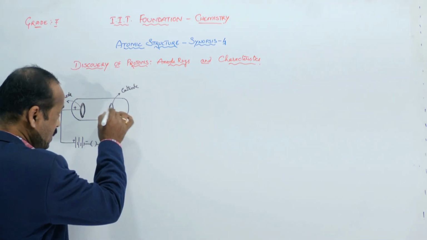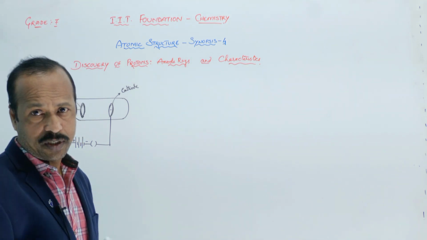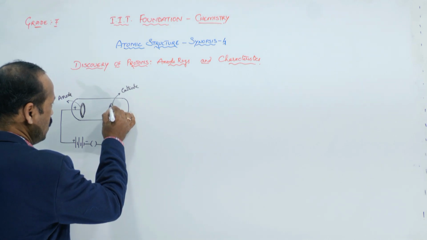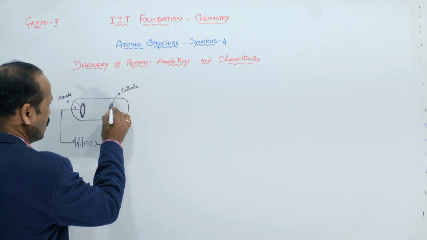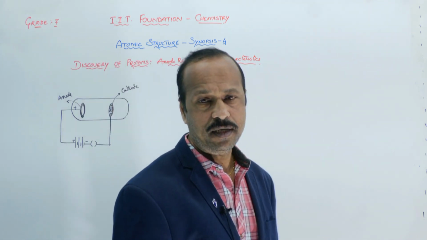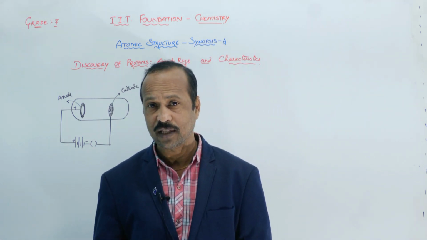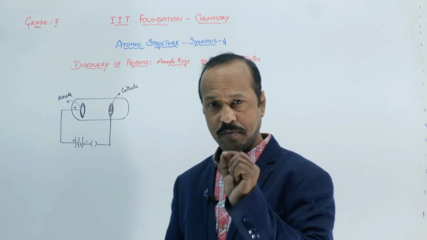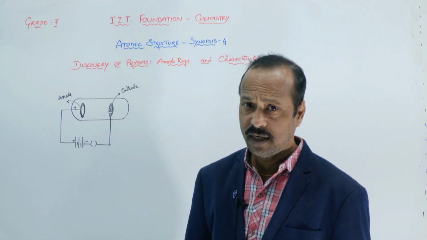Now, to this negatively charged cathode plate, he made some small holes. So it's called a perforated cathode plate, or perforated cathode. Okay, he made some small holes in this plate, right?